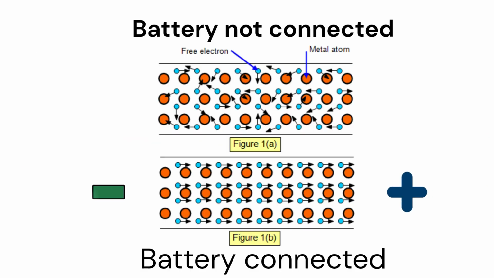When a conductor is not connected to any battery or power source, the electrons in the conductor still pass from atom to atom, but randomly, because they still have a tendency to pass. But when connected to a battery or power source, they start to move in a particular direction, which is from lower potential to higher potential, or the negative terminal to the positive terminal of the battery.